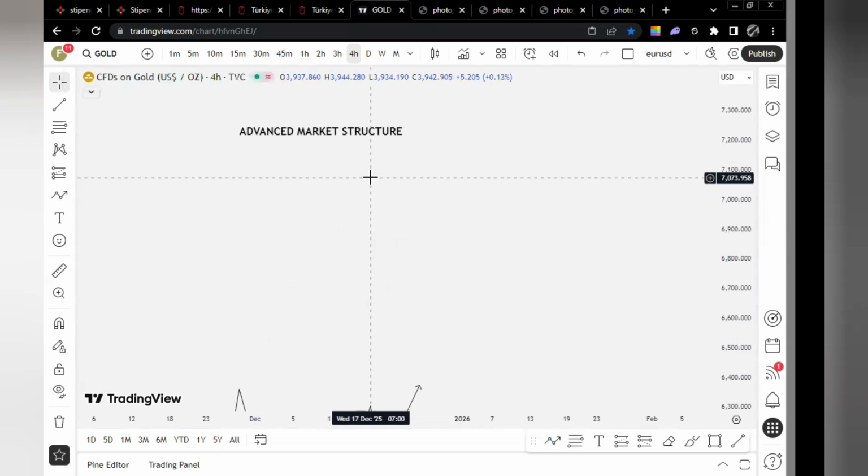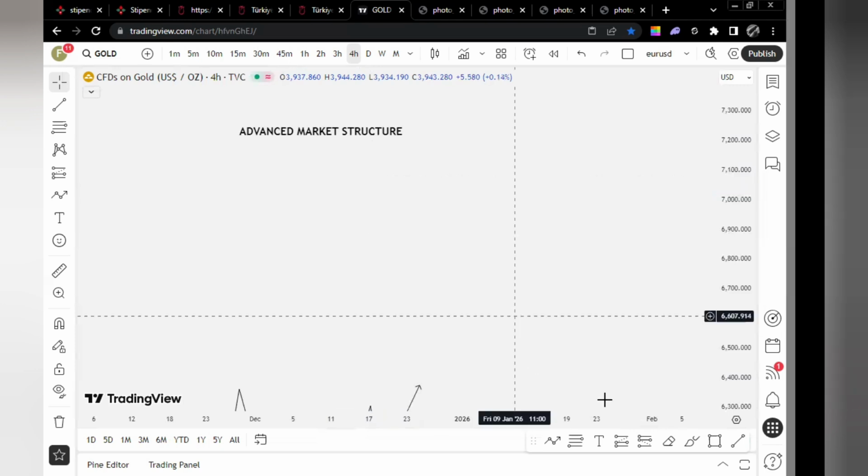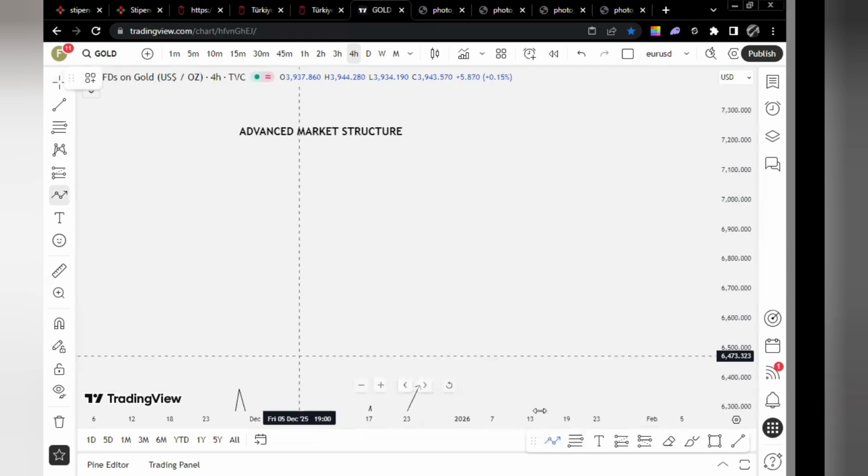Now there are three patterns of advanced market structure. We call it type A, type B, type C. Three patterns and how they look.